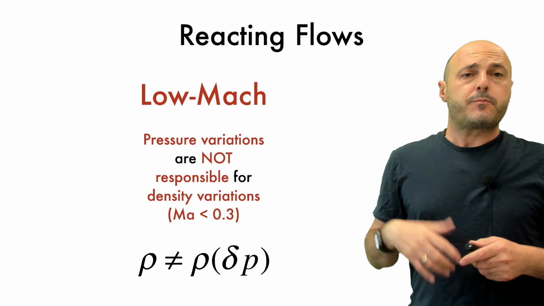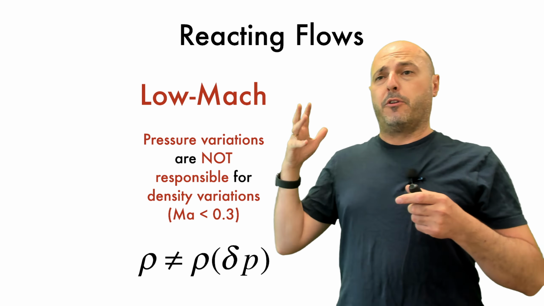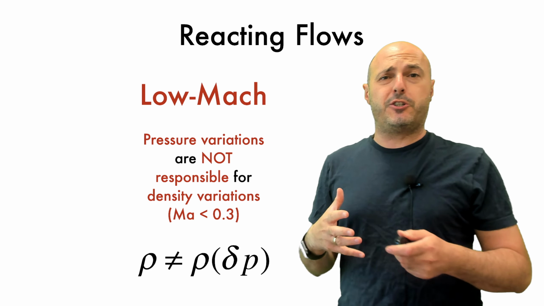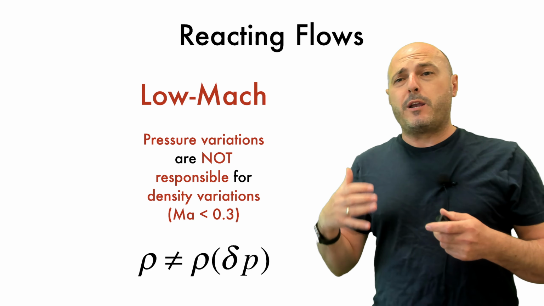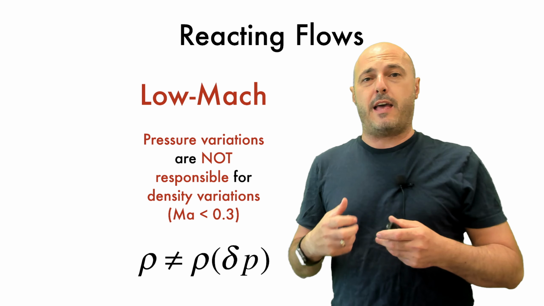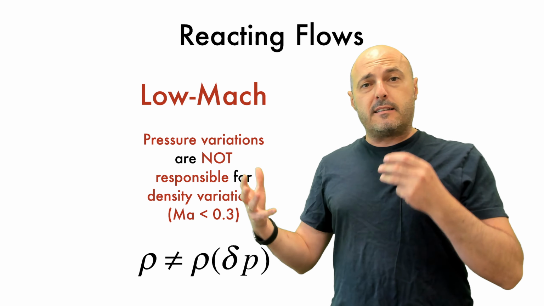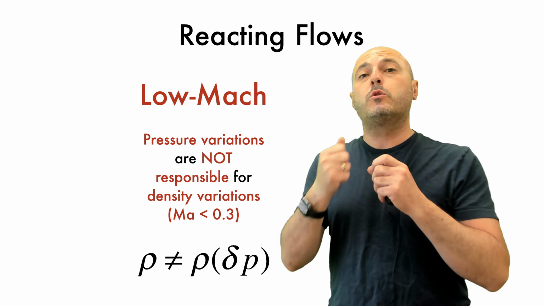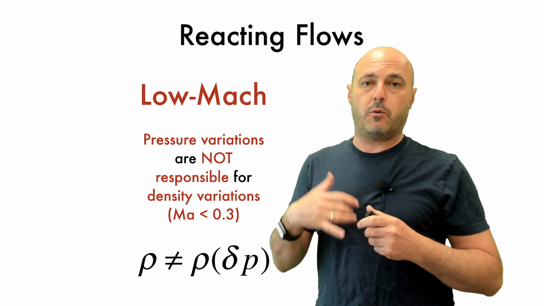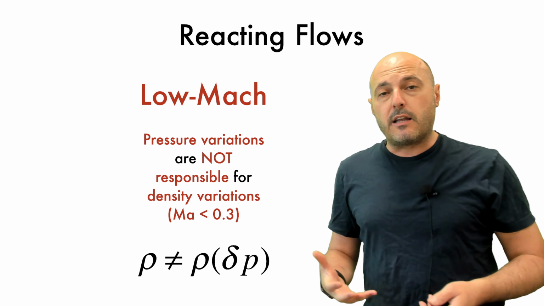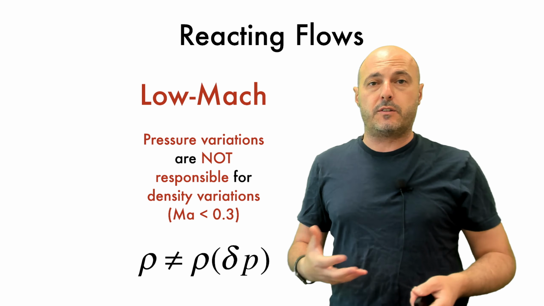Okay. Low Mach. Now, the low Mach regime is a specific regime where we can assume that density variations are loosely coupled to pressure variations. So as you know, in general gas dynamics, you have an equation of state for the gas that relates pressure, temperature, and density together, right? When one of those changes, the density is going to change, the temperature is going to change.